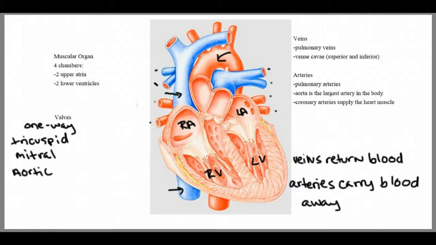And also important to note is that coronary arteries are what supply the heart muscle. So coronary arteries are specifically the kind of arteries that supply the heart muscle.